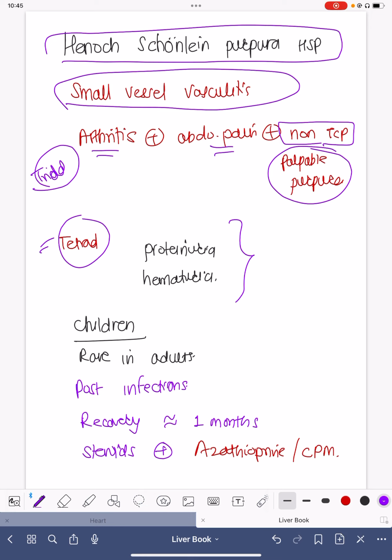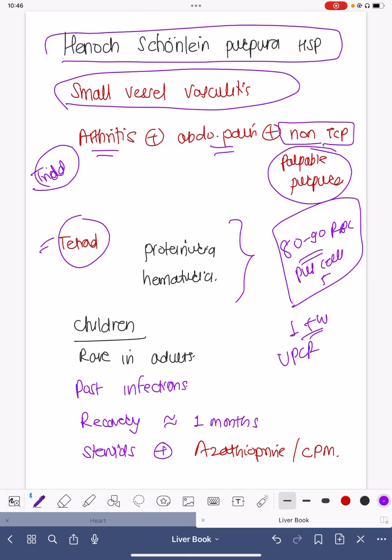And on doing urine routine, what we found was there were 80 to 90 RBCs, and pus cells were present, but very much fewer. So there was hematuria and there was 1 plus proteinuria. The urine protein creatinine ratio was around 1400. So this patient definitely had proteinuria and hematuria.